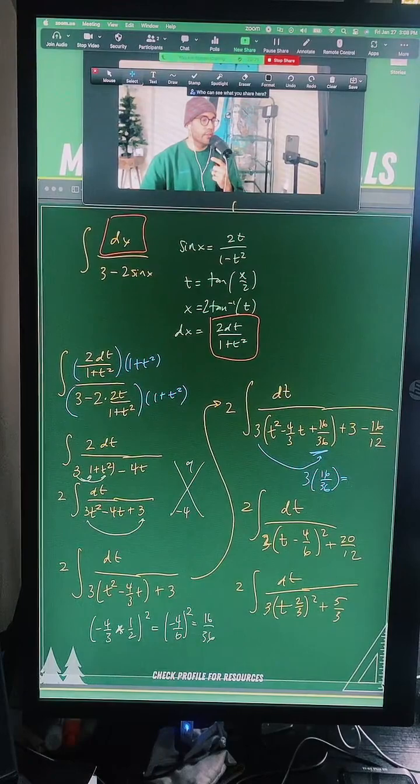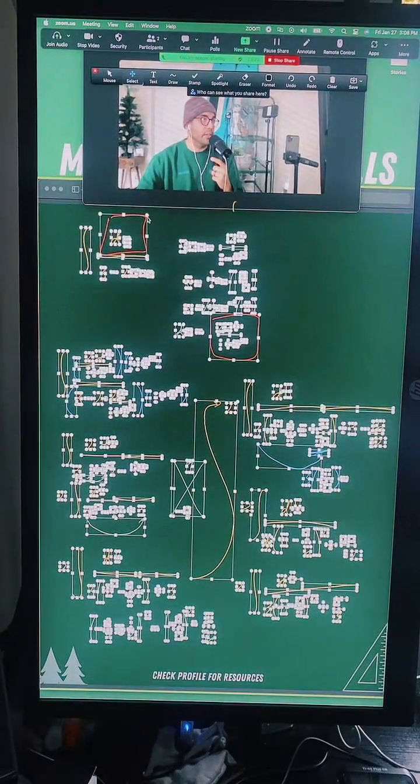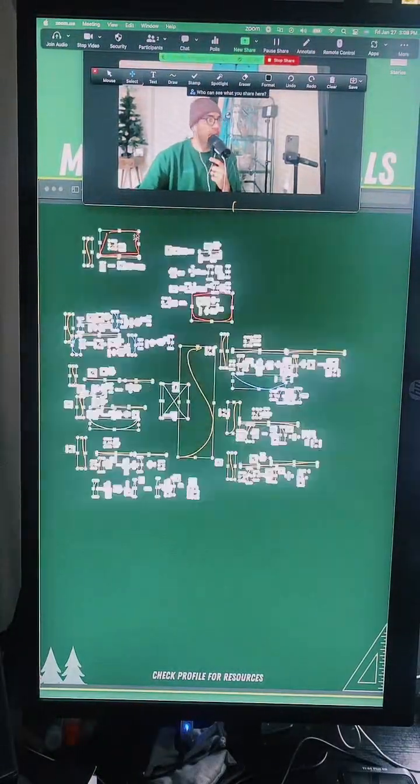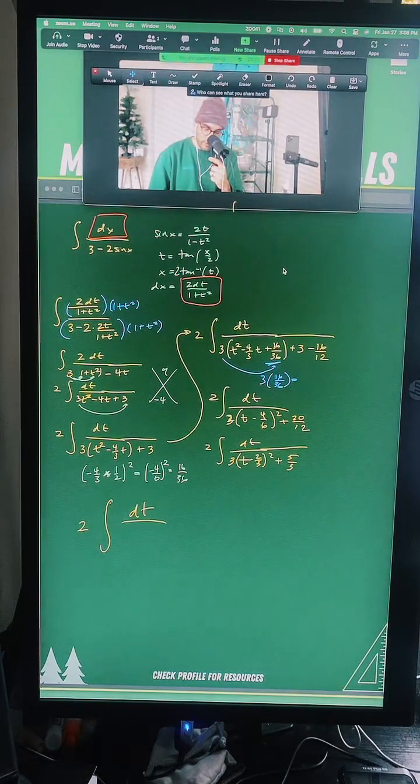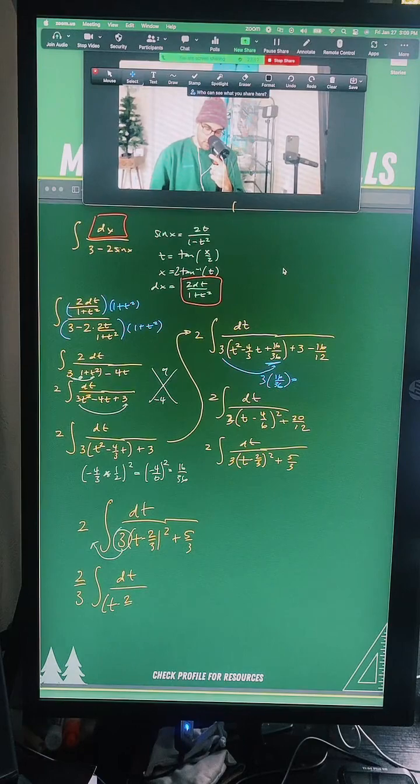And the way we know this is because on the bottom, we have something squared and then something being added together. Okay, so I'm going to make this smaller here. So now we have 2 integral of dt over 3 and then t minus 2/3 squared plus 5/3. Before I can even do the arctangent, I need to factor out the 3 from the bottom. I need to bring it on the outside. So now I have 2/3 integral of dt over t minus 2/3 squared plus 5/9.